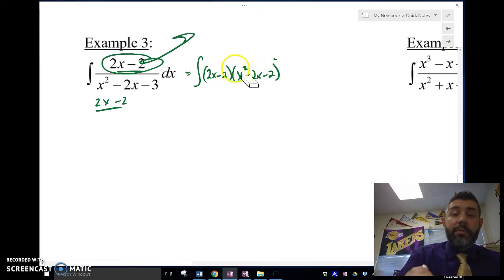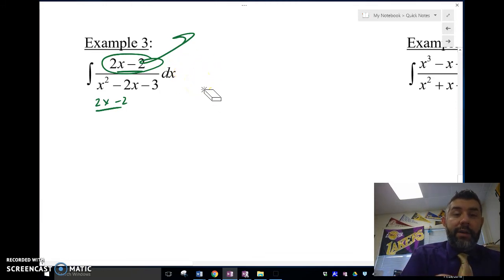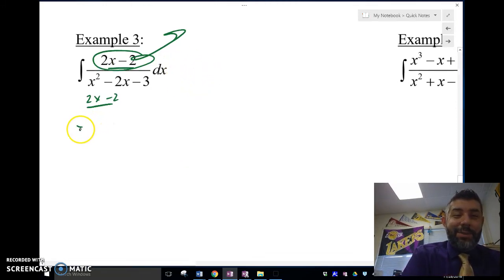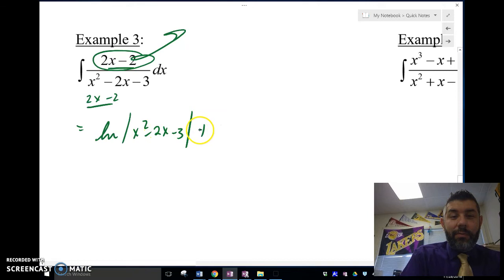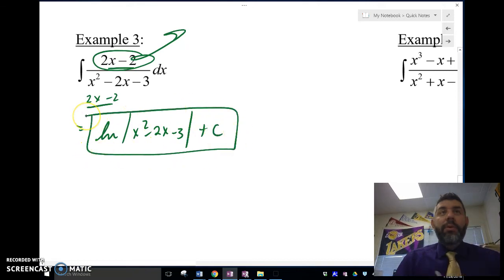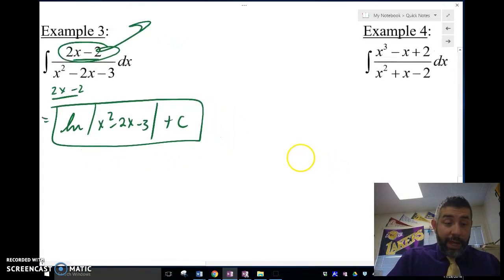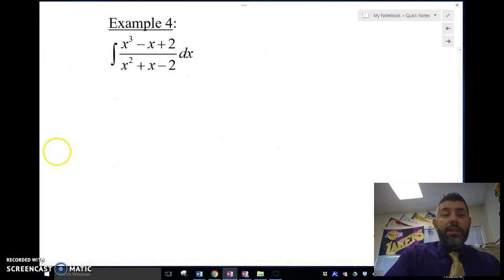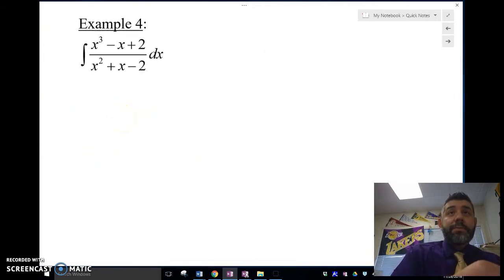Actually, it's down here on the bottom. Sorry, I can't put it up to the negative 1. Okay. So really I'm just looking at the natural log of x squared minus 2x minus 3 plus c. That's it, okay? So don't be fooled. Don't think, oh, I got to do partial fractions, because you might not have to. You got to check that out, all right?